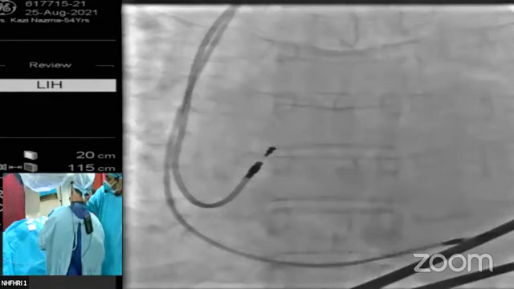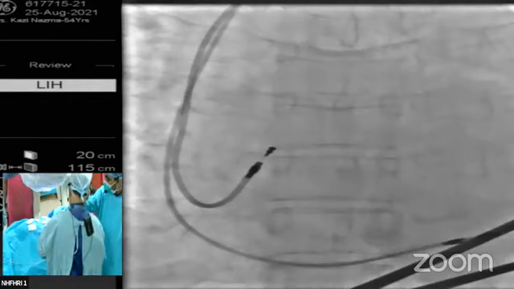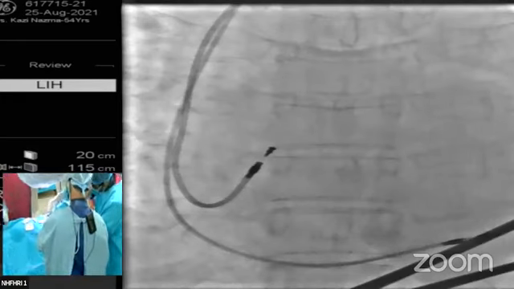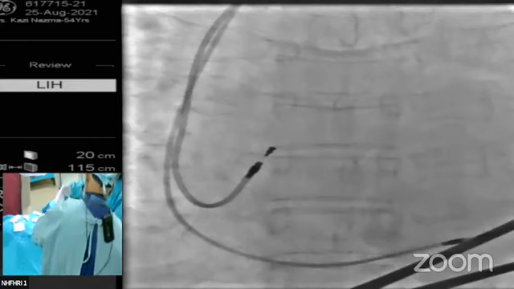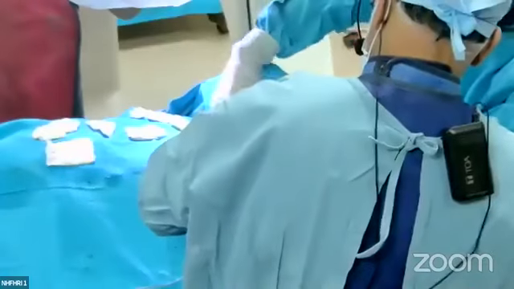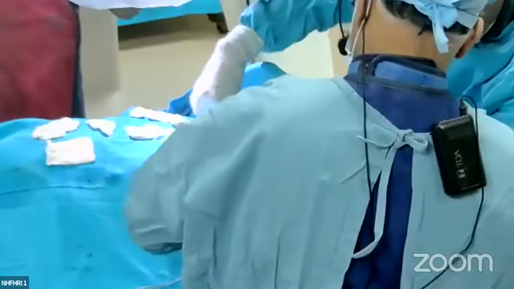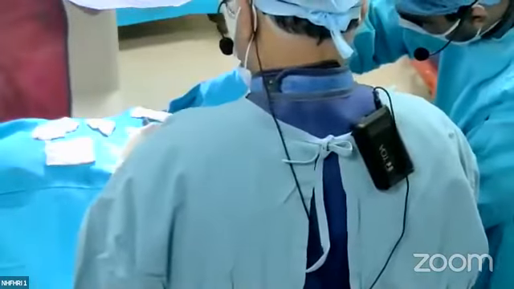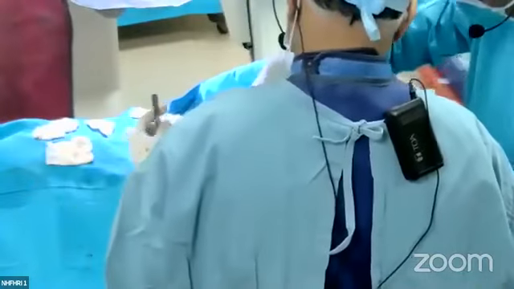So the complications that may happen during the procedure: one is bleeding, and the most dreadful is pneumothorax, especially when we go through the subclavian puncture. It will hit the apex of the lungs and produce pneumothorax. The patient will complain of severe shortness of breath and chest pain.